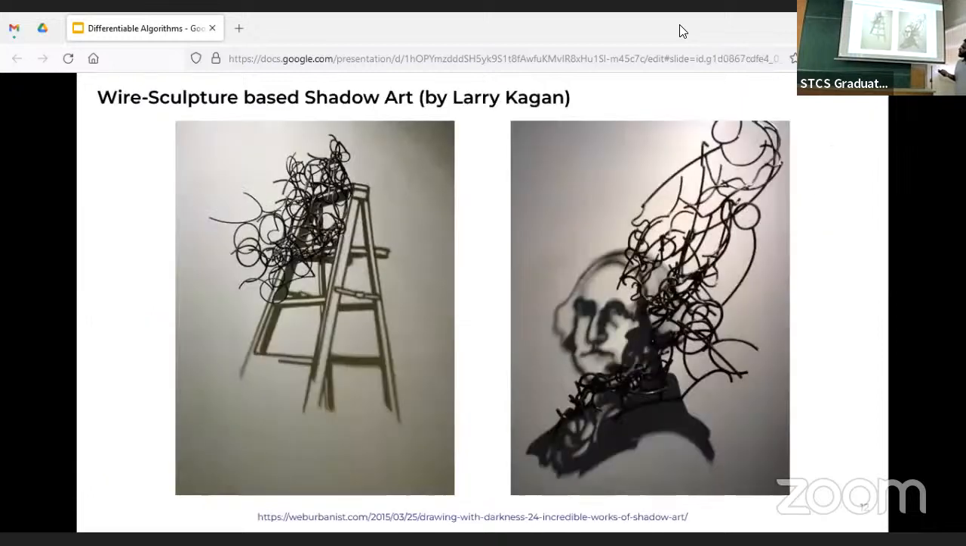In our work, we were inspired by the shadow art by Larry Kagan, where he uses thin wire structures to create meaningful shadow art.